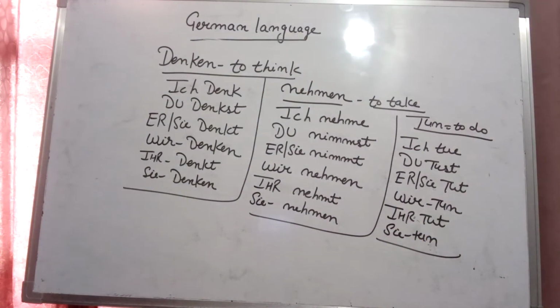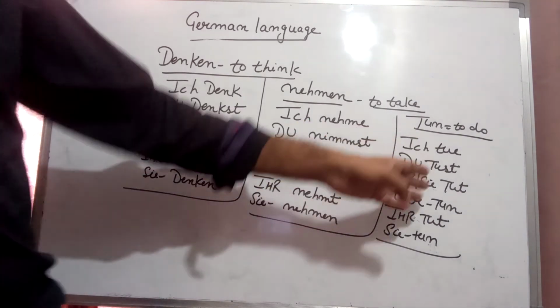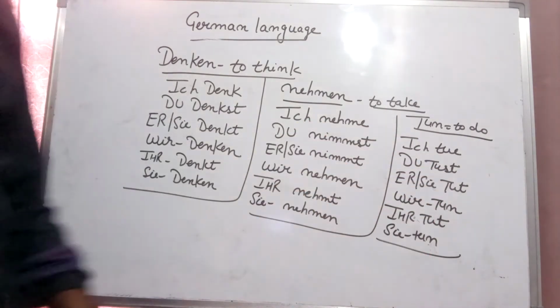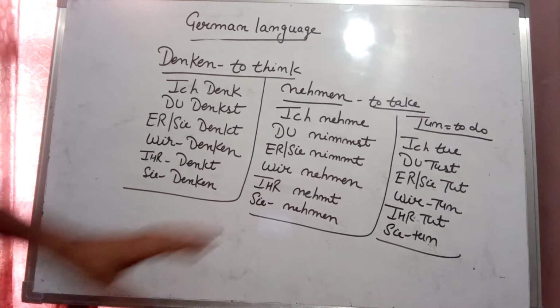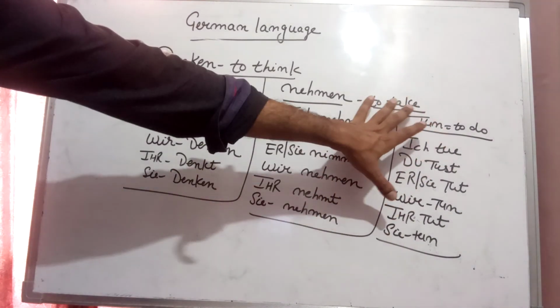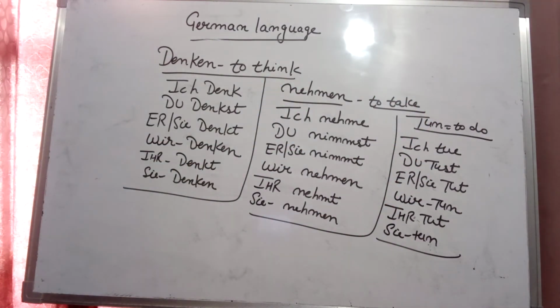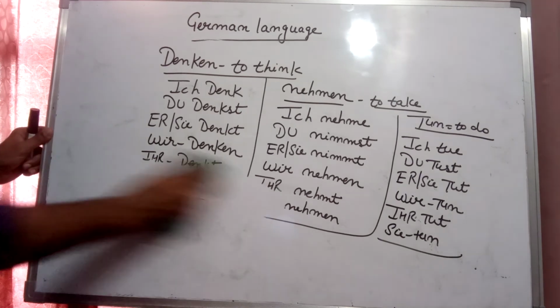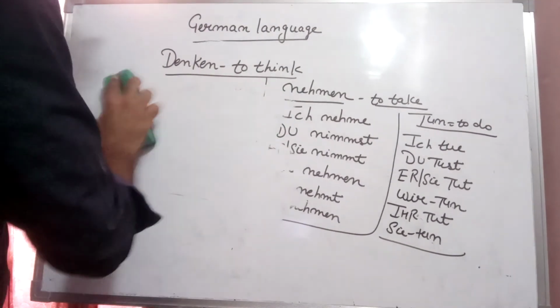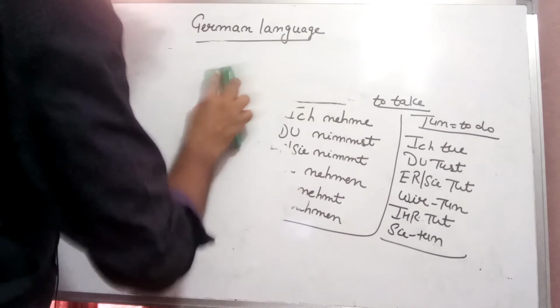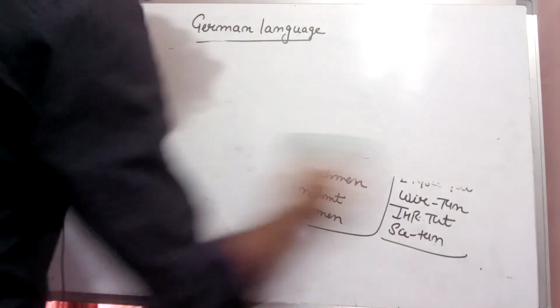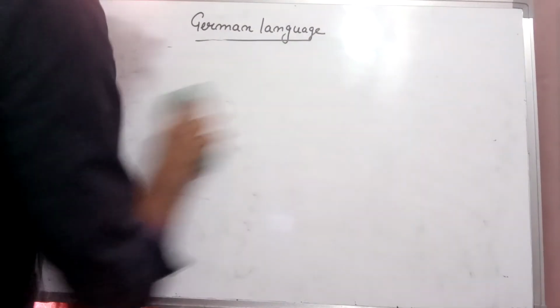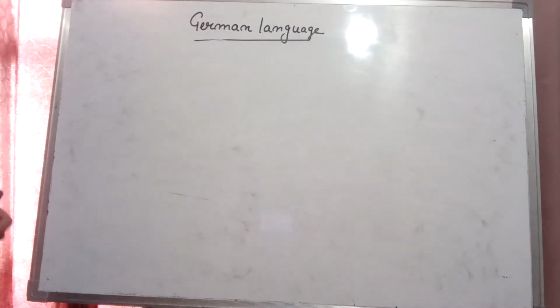So basically this is the verb. Ich tue, du tust, sie tut, wir tun. Is it clear to you? So basically this is to do, to take and to think. Alright? I believe you are understanding the entire concept. In language, we start with verbs because verbs play a vital role.